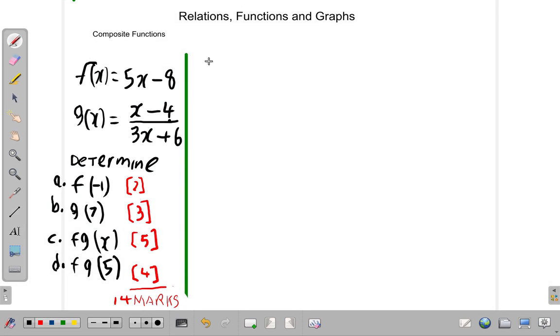As this is on the composite function, f of x is 5x minus 8, g of x is x minus 4 divided by 3x plus 6. Determine a, f of negative 1 for 2 marks, b, g of 7 for 3 marks, c, fg of x for 5 marks, and d, fg of 5 for 4 marks. So you have a total of 14 marks to get. So pause the video now and do that.